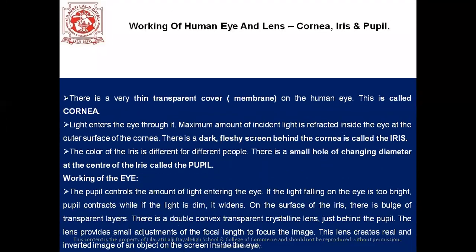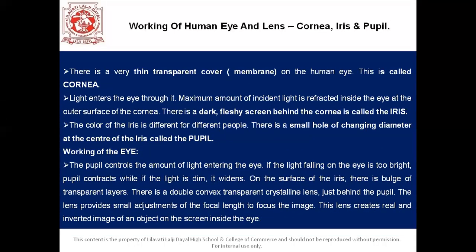So let's move ahead, students, with the next topic, that is the working of the human eye and lens. We'll study about the cornea, the iris, and the pupil. There is a very thin transparent membrane covering the human eye, and this thin transparent layer is termed the cornea. Light enters the eye through it, and the maximum amount of incident light is refracted at the outer surface of the cornea.